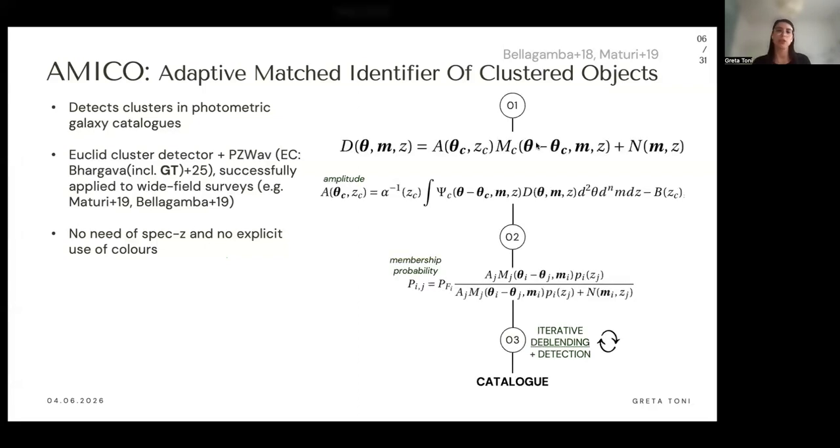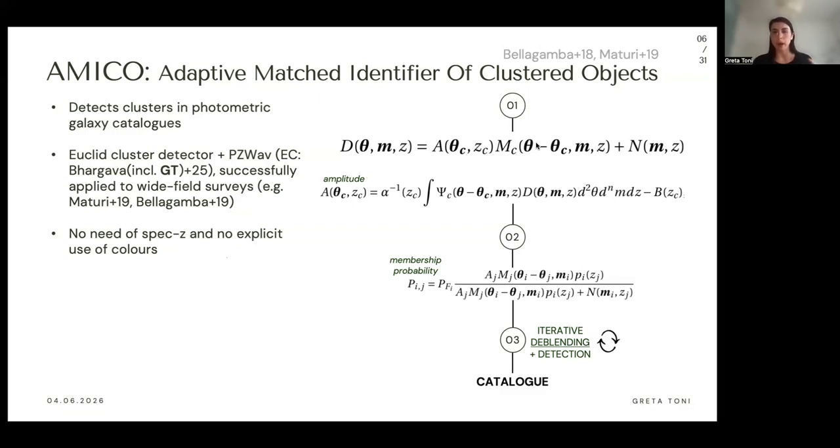So AMICO is based on the assumption that data can be modeled as a sum of a signal component and a noise component, which account for cluster and field galaxies respectively. And the cluster component is in turn made of a model, a template for the signal we want to detect, multiplied by the amplitude, A. The amplitude is estimated as a convolution of the data with the optimal filter, which gives an unbiased and minimum variance estimate of it.